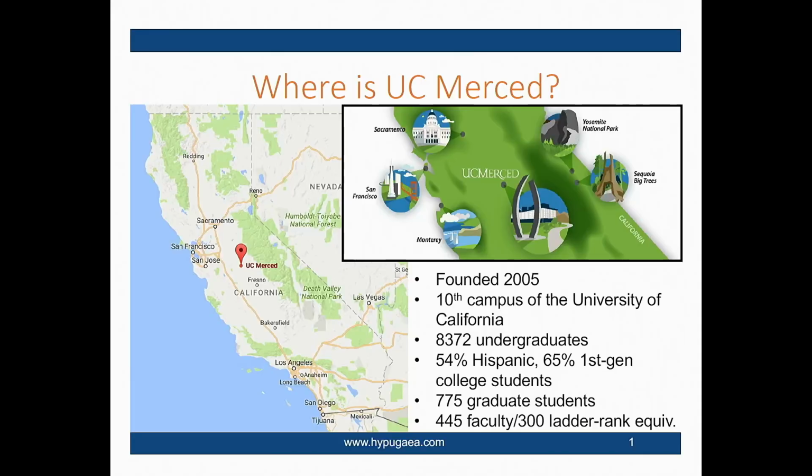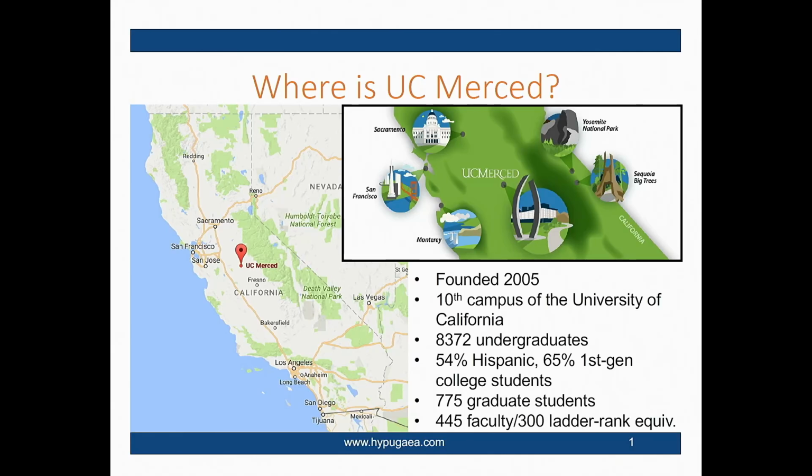If you're not familiar with the University of California, Merced, that's not that surprising. We're only about 20 years old, right? We were founded in 2005. We're the most recent campus of the University of California. We're wanting to be at 9,000 undergraduates, probably want to be at 10,000 by now, right? But COVID took us down a little bit. But 8,300 undergrads, and we are a Hispanic serving institution.